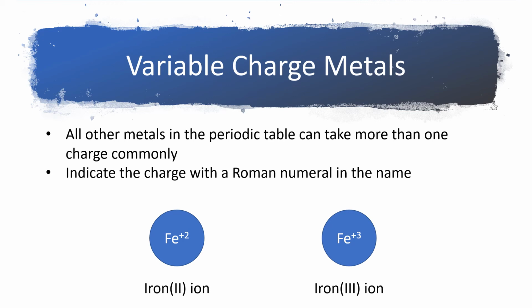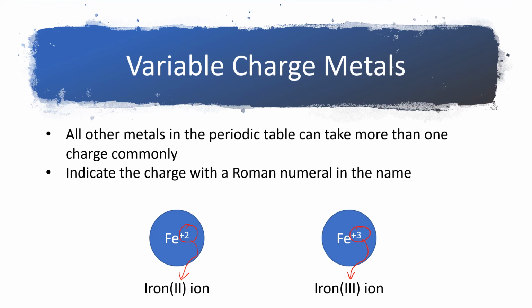So for instance, if we have down here on the left an Fe+2 ion, the +2 charge gets written in as a Roman numeral 2 in parentheses following the name iron. But iron also commonly forms a +3 charge, and we will put that into the name with a Roman numeral 3. When we read these, we just simply say the Roman numeral. So for instance, the first one would be read as the iron 2 ion, and the second one would be read as the iron 3 ion.